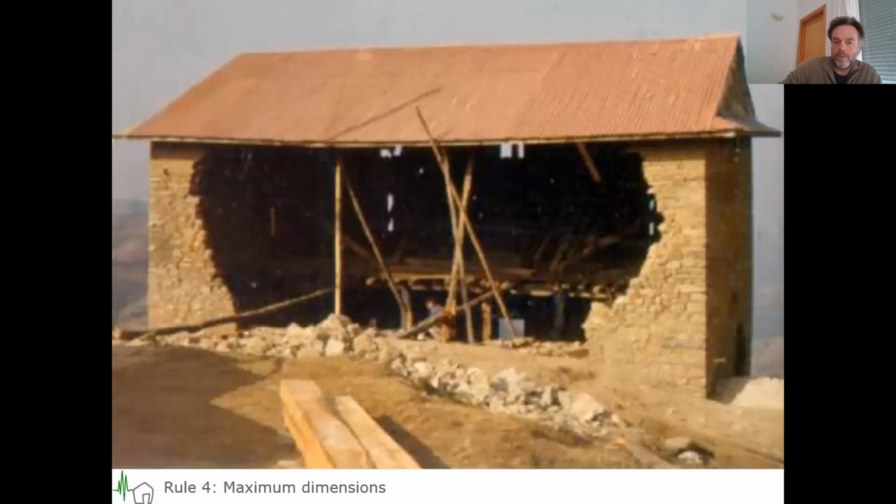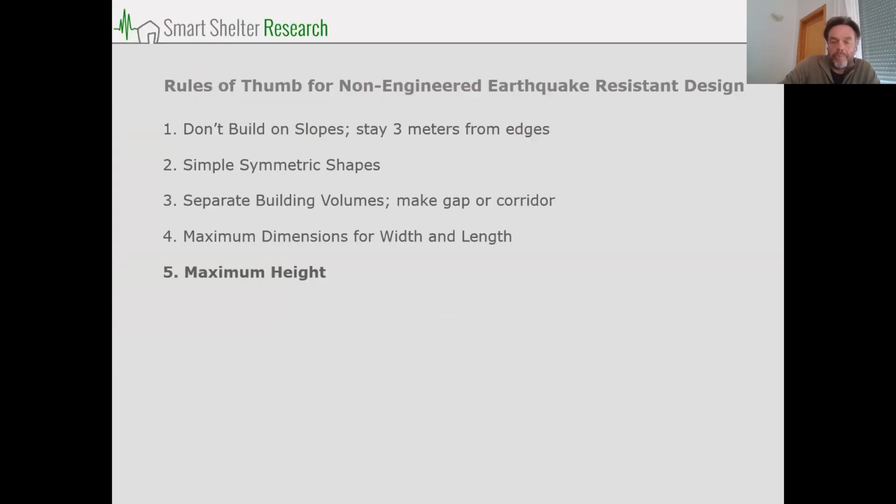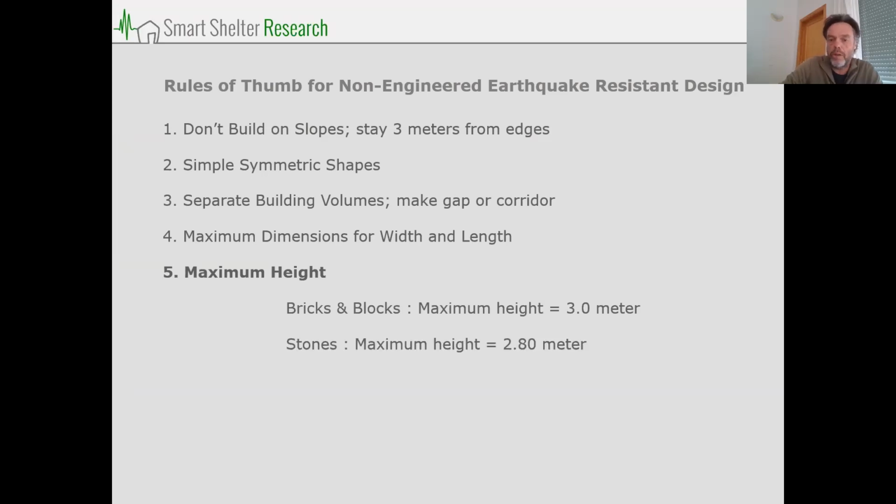But also in height, there's something about here. Here you see a very high wall with basically no connection to the floor in the middle. So this is way too high. And then this whole pane of masonry started to disintegrate and fell outwards. So also in height, what we do is we say for bricks and blocks, maximum 3 meters per story, and for stones, maximum 2.8. But I personally don't go with a double-story stone building myself. I find the risk too large.